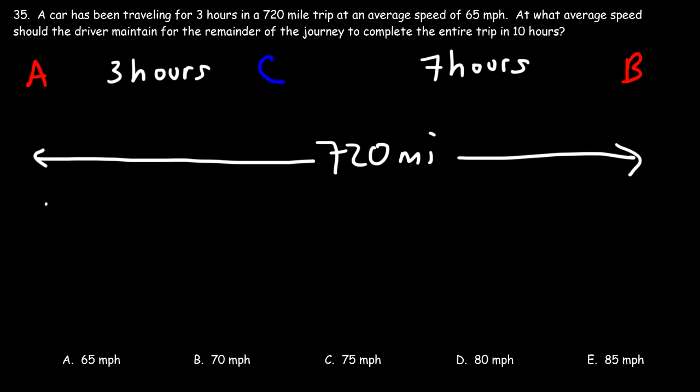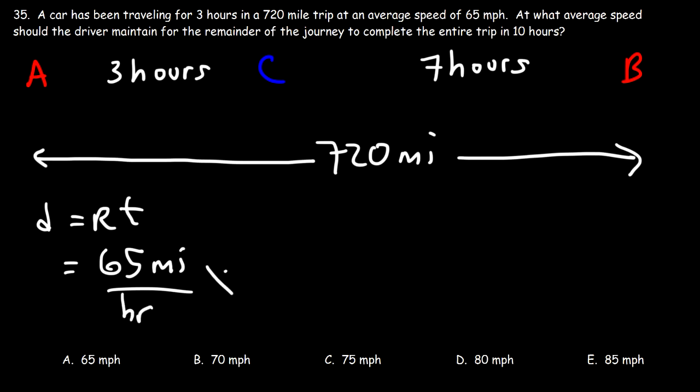So using the formula, D is equal to RT. R, the average speed, is 65 miles per hour. And he's been driving at that speed for 3 hours. And we can see these units will cancel. And so 65 times 3, that's going to be 195 miles.